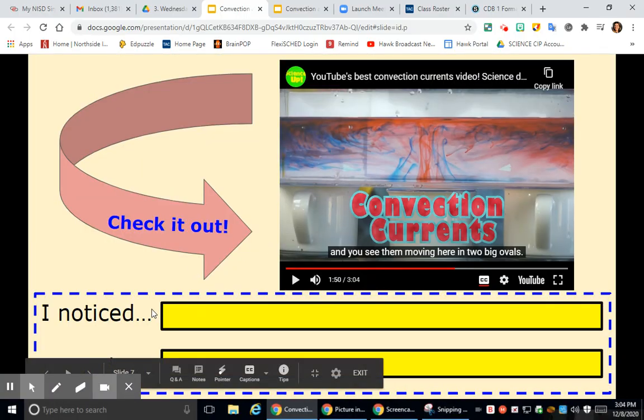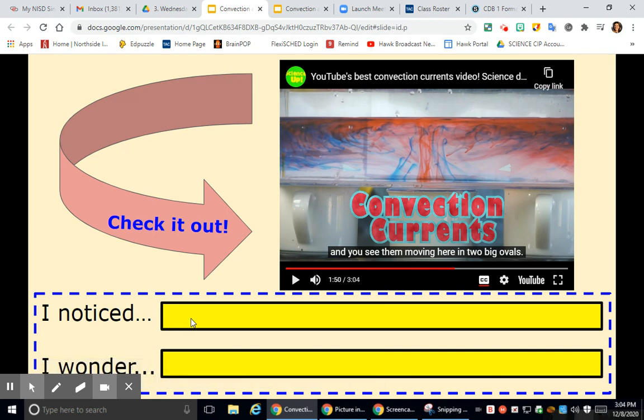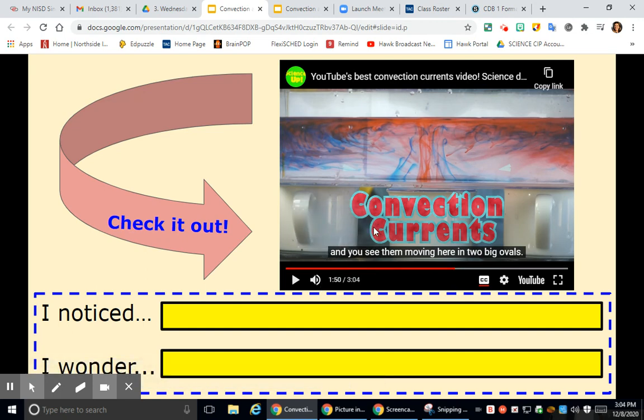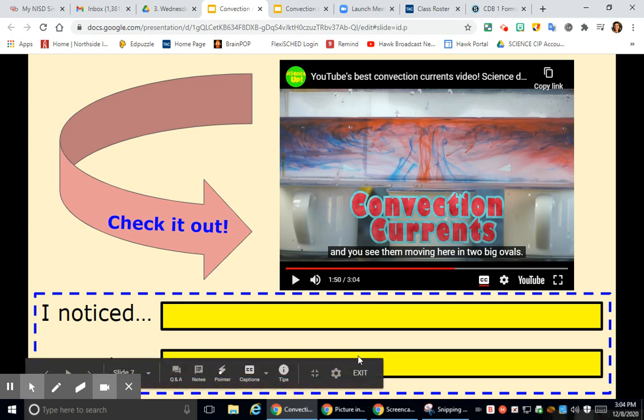Okay, so that was pretty cool. You noticed that hot water rises, cool water sinks. This happens in our ocean. So this is a great way to model ocean currents.